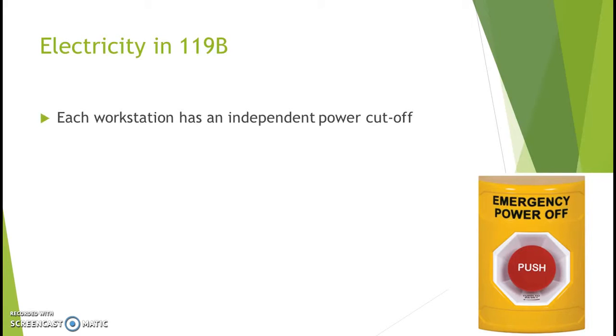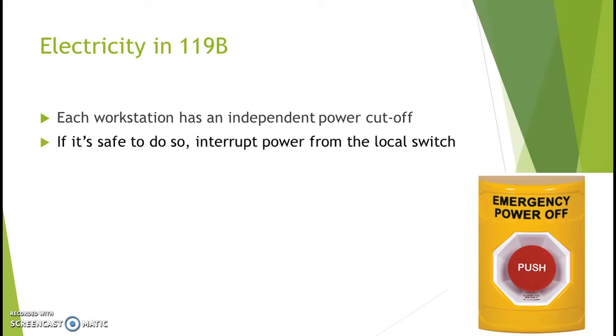We have the workstations with their independent power cutoff systems. I'd encourage you right now to look at the one in the workstation near you and see where you can cut off the power localized in that area. If you have some kind of a problem, if it's safe to do so, interrupt the power from this local switch. So if you can reach that switch, go ahead and use it. And it'll save us lots of hassles, and of course it's much faster than moving to the main power button.